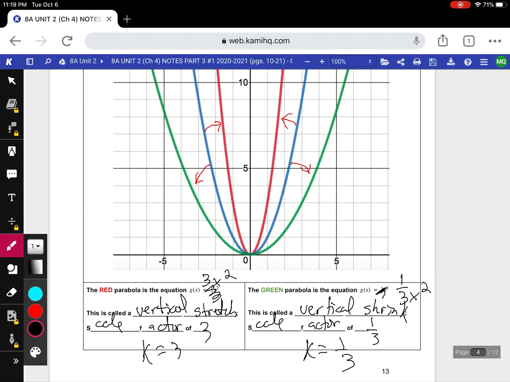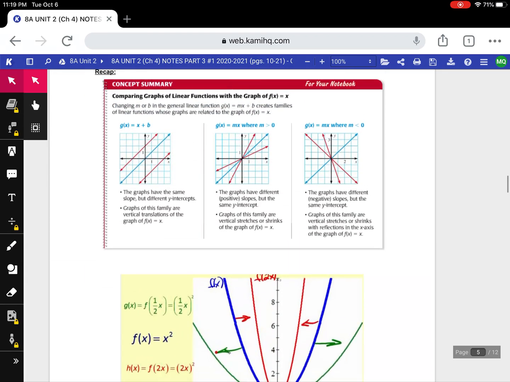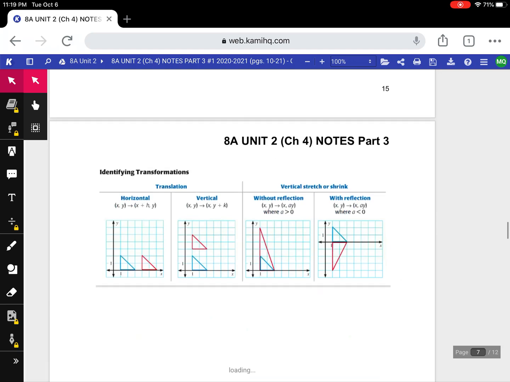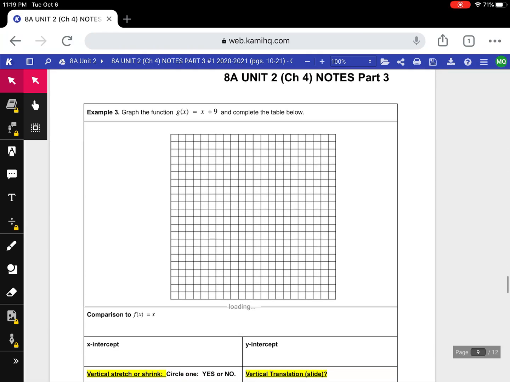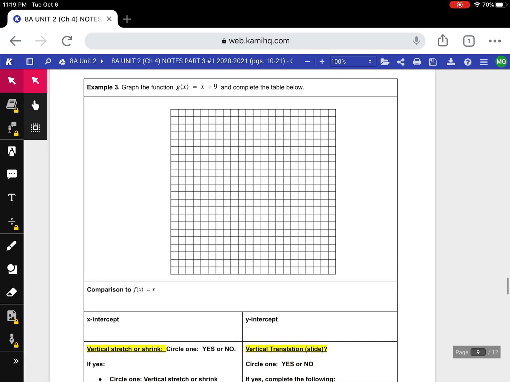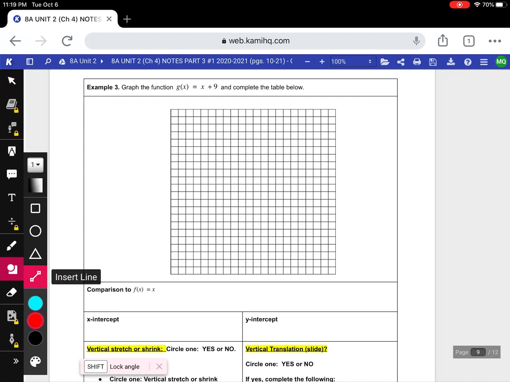Okay, I'm gonna skip around a little bit and I want you to flip to page 18, okay? So if we go down and you can look at page 14 as a review. That's a nice one. We're gonna skip this for now and we are gonna go down to page 18. It says graph the function g of x equals x plus 9 and complete the table below. Okay, so I always graph the parent function and I graph the equation they give me here, which is x plus 9. Okay, so if I get a line here, I'm going to graph my x and y axis.